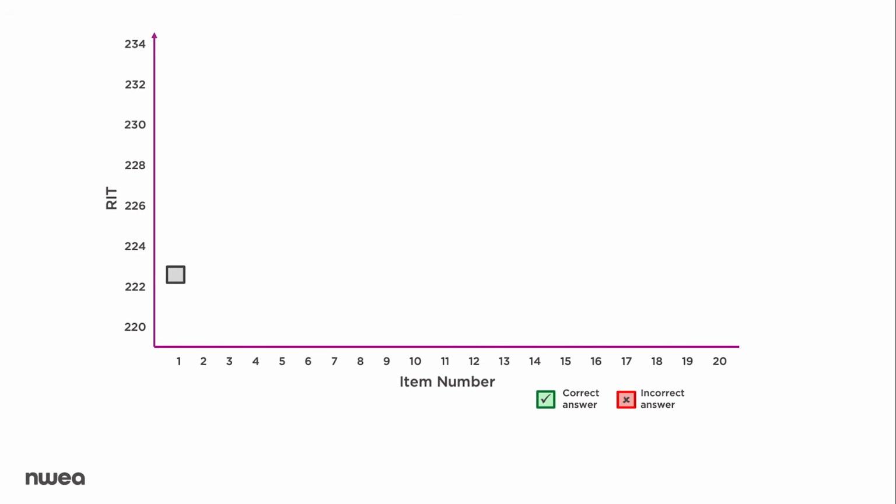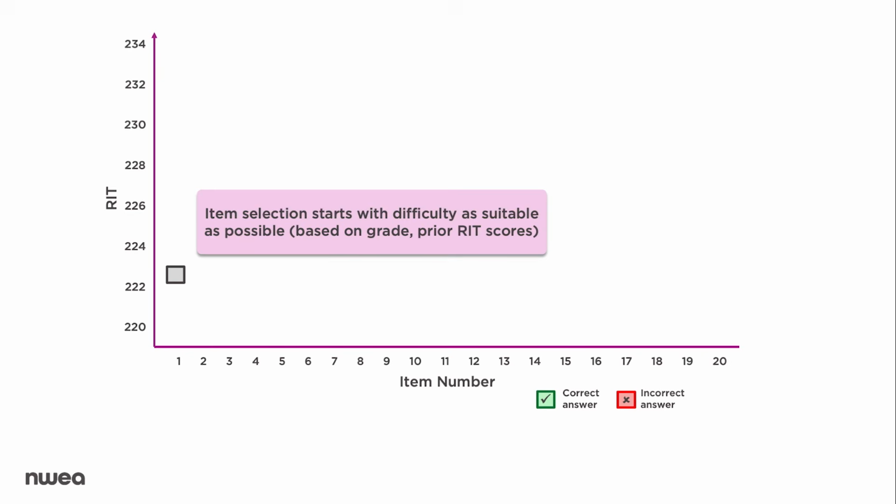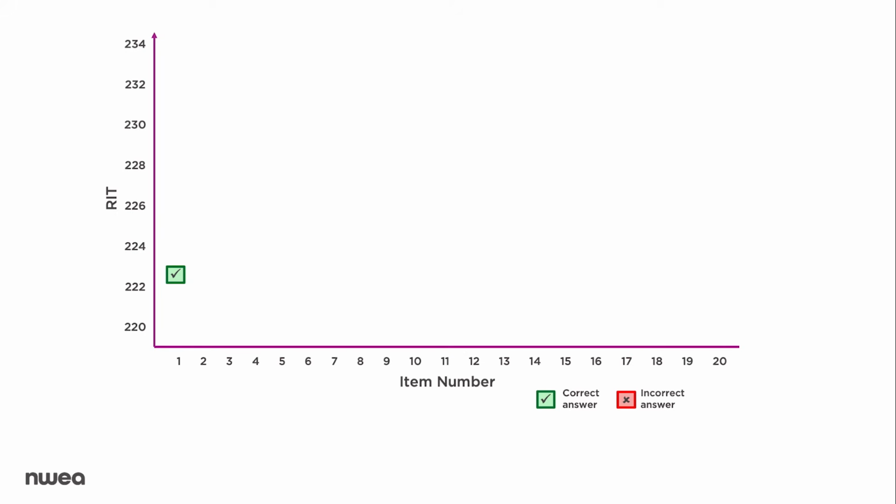Let's walk through what this looks like in action. As you already know, MapGrowth doesn't just give every student the same set of questions. It adjusts in real time based on each student's performance. The difficulty of the first question is set according to what we know about the student based on their prior test history, or if that's not available, the average RIT score for the student's grade. Now, if the student gets it right, what should the test do next? Should the next item be harder or easier?